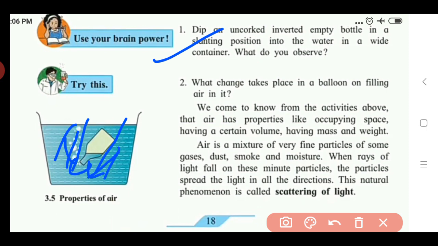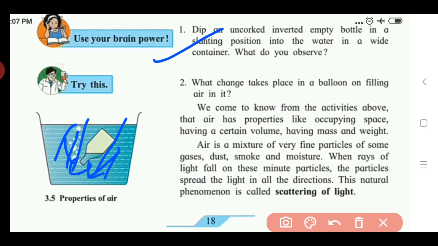kept the bottle in a slanting position, what happened? When the water comes inside that bottle, the air which is present inside that bottle comes out in the form of water bubbles. Okay, so from this activity we can say that the next property of air is that air occupies space. Here in this example, air occupies the space inside the bottle. Okay, and by keeping this bottle in the water, this space of the air is occupied by the water, and due to this, when the water goes inside the bottle, the air which is present inside the bottle comes out in the form of water bubbles.